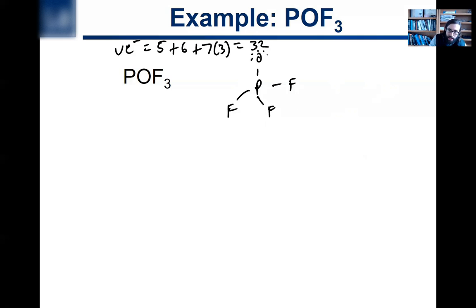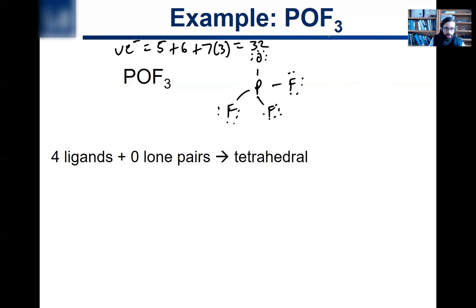And we go ahead and put everything down and give it an octet, and that's going to be good. 2, 4, 6, 8, we're good. They're all kind of equivalent here: 2, 4, 6, 8, 2, 4, 6, 8, 2, 4, 6, 8. 8 times 4 is 32. So that's good. So what's our VSEPR geometry? It is going to be tetrahedral. We have 4 ligands, right, and no lone pairs.